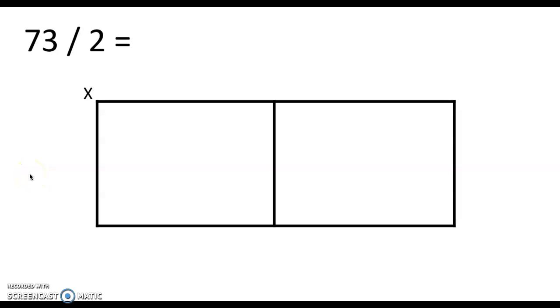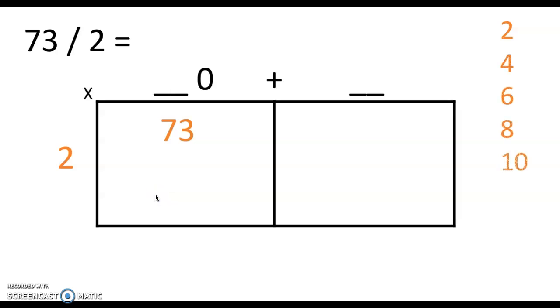We have 73 divided by 2. Same thing, set up your box. Make sure there's 2 spots for your digits. Set up your place values. Write your 2 on the side. Your 73 in that first box. And if you need to, your multiplication facts on the side.